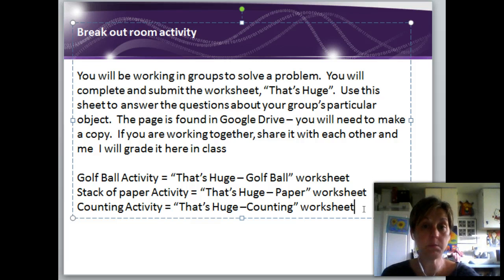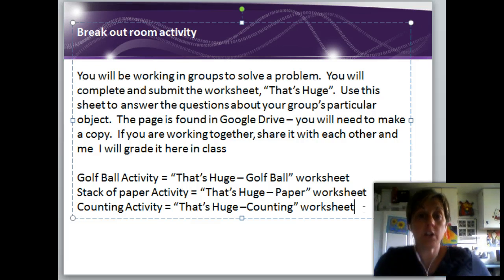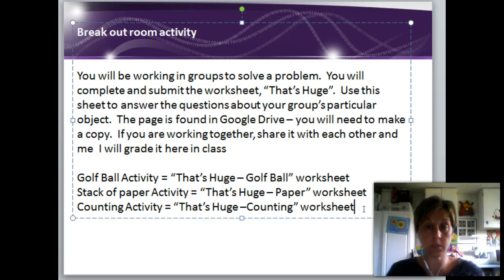Send me the email showing that you have shared the document with me. You know how you click on share and then you put my name in. Make sure the box is checked to send me the email. I will then grade the activity and put it into the grade book. It would have been graded had we done it in class, but because we're not going to have class, we'll do it this way. I will put the links in the lesson along with this video. If you have questions, send me an email.